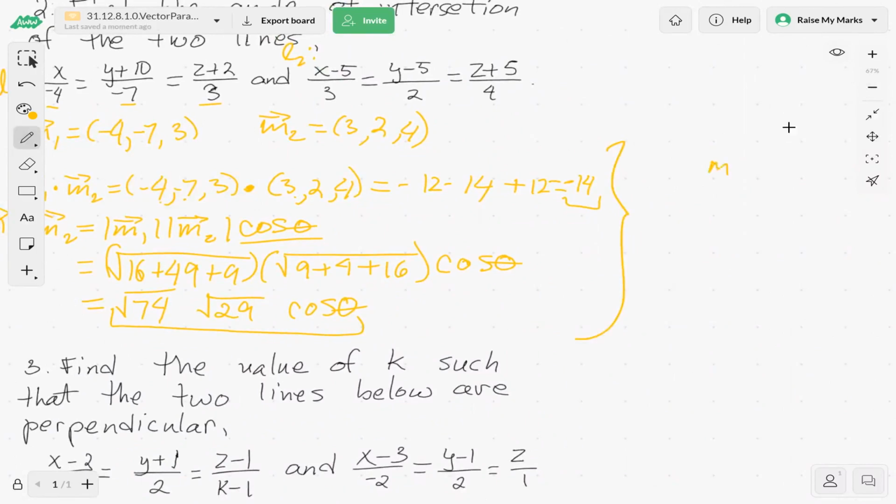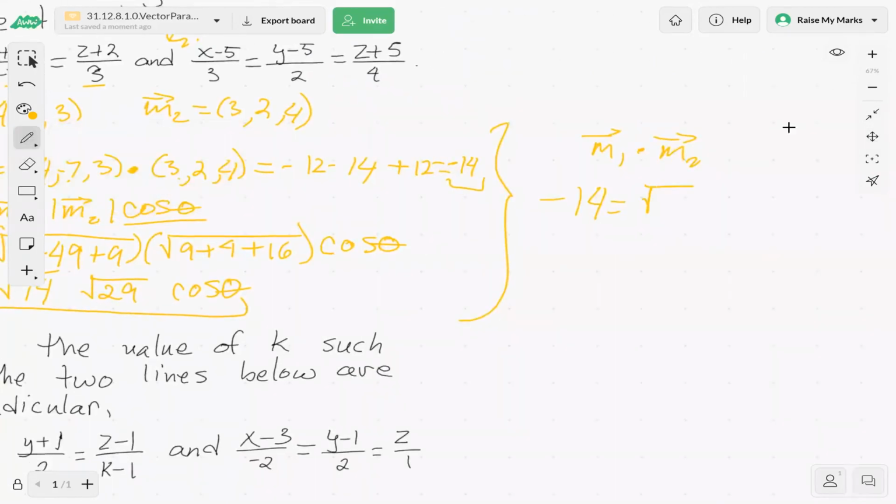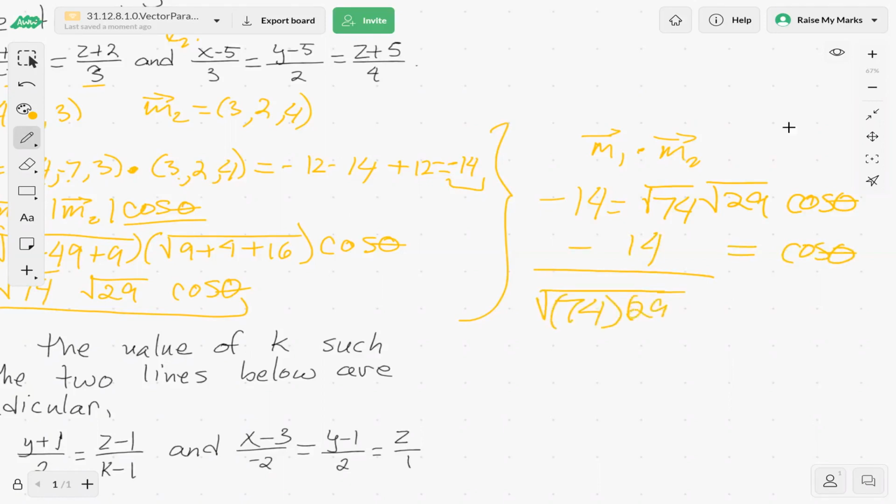The dot product of our two direction vectors, what we have is we have negative 14 equals square root of 74 times the square root of 29 times the cosine of theta. Let's solve for cos theta. Good, so negative 14 over the square root of 74 times 29.